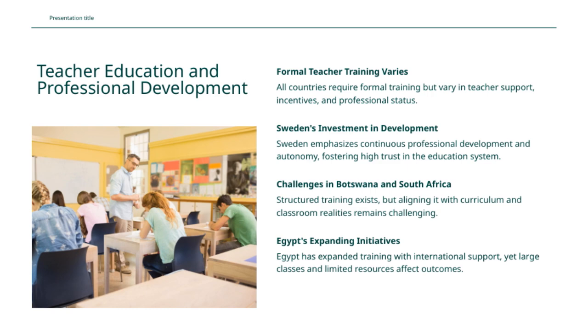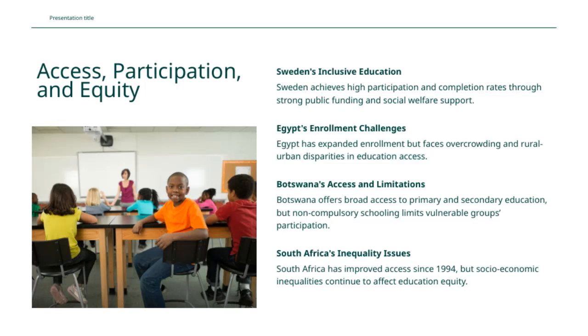Sweden's approach to inclusive education is quite impressive. They manage to achieve high participation and completion rates largely thanks to strong public funding and robust social welfare support. This creates an environment where education is accessible to most, and students are supported throughout their learning journey. It's a great example of how investments in social systems can promote educational equity.